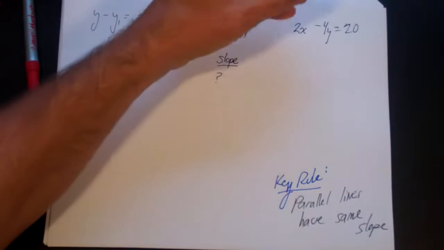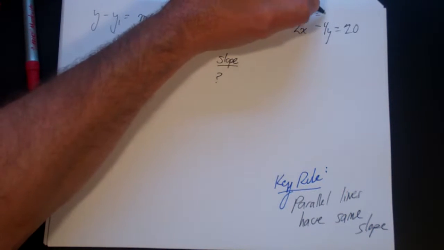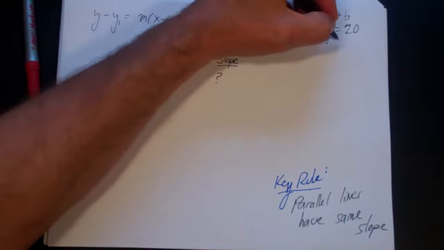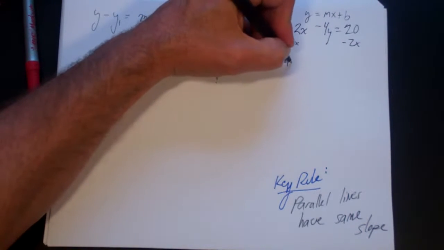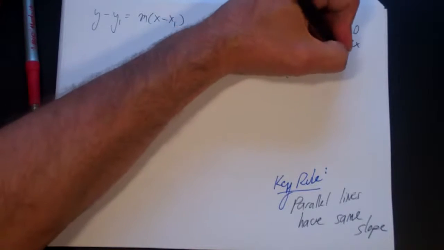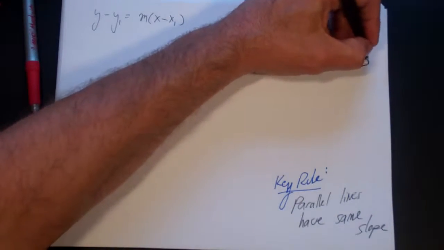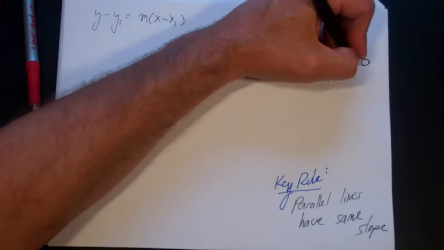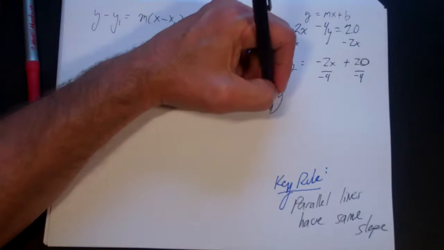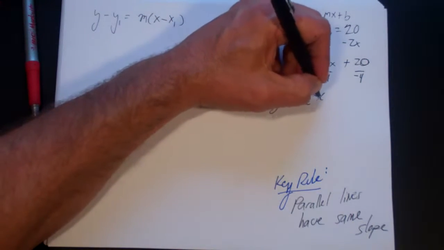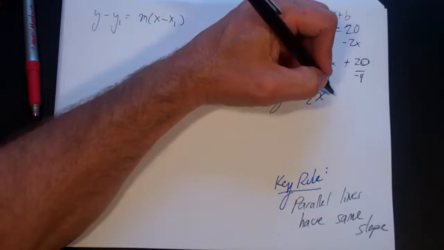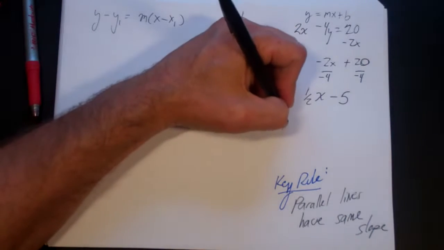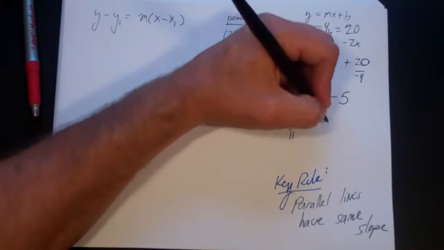Now I'm going to find the slope of this line by rewriting it y is equal to mx plus b. So what I'm going to do is I'm going to get that 2x over there, so I'll go minus 2x and minus 2x, so I get minus 4y is equal to minus 2x plus 20. And now I'm going to divide by minus 4. So I divide by minus 4 and divide by minus 4 and divide by minus 4. And I have y is equal to 1/2 x. Now 20 divided by 4 is 5, but it's going to be a negative 5 because it's a positive divided by a negative. So in this case, the slope of the parallel line is going to be 1/2.